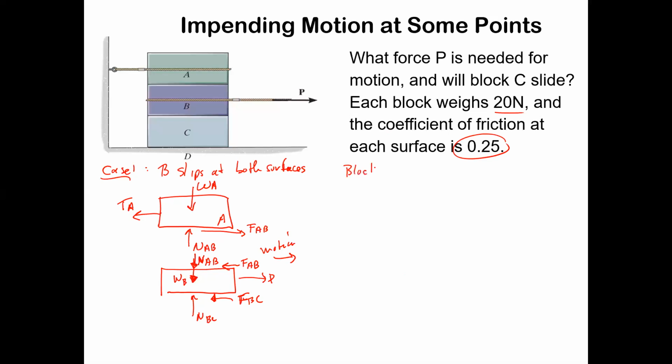So on block A, we're going to have the sum of the Fy's equal to 0. And that is going to equal N_AB minus W_A. And we know W_A is 20 newtons, so N_AB is going to be 20 newtons.